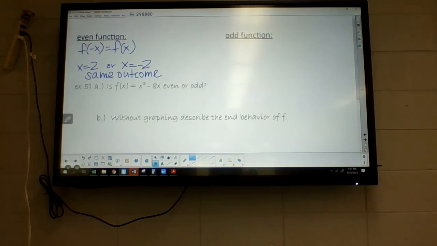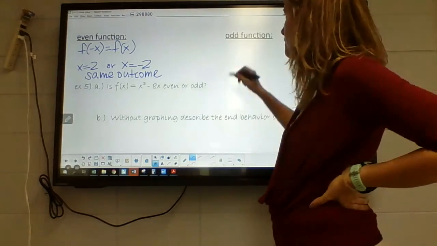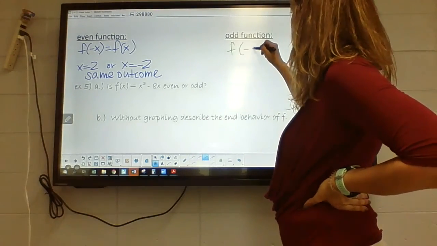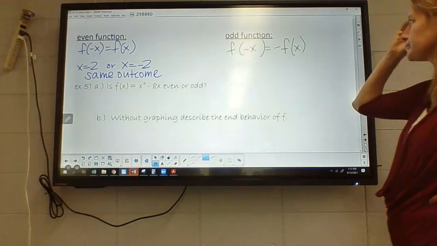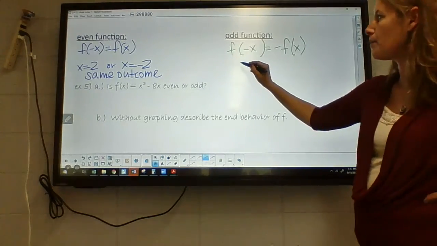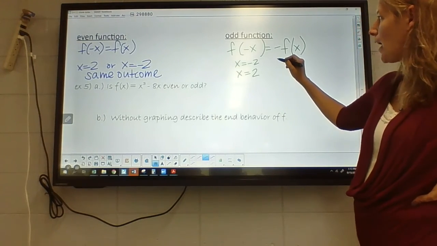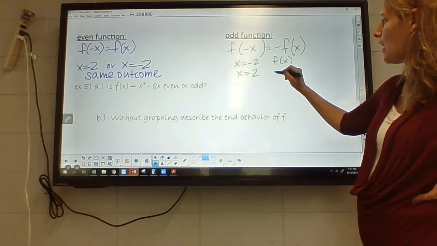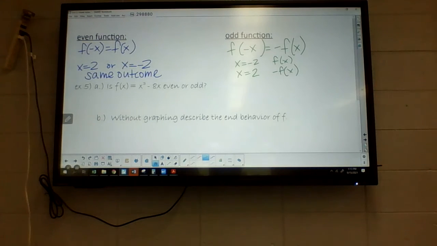That's called an even function. That's like your normal parabola, where whether the input is negative or positive, it gets the same outcome. Whereas an odd function is if I put the opposite value in, I'll get the opposite outcome. So if I put negative x in, the function will change its sign. For example, if x is 2 and negative 2, I get the positive version, and then the negative version of the answer. So they give me the opposite outcome.